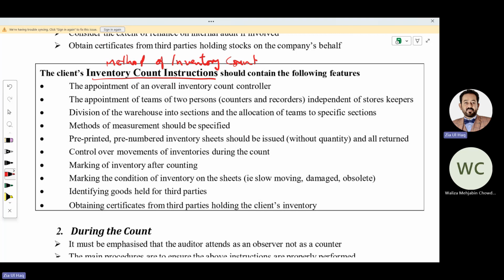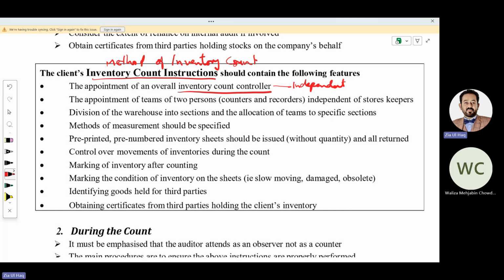For inventory count, there should be an inventory count controller. Meaning there should be a supervisor who will make sure the inventory count happens properly. That inventory count controller should be an independent person, meaning he should not be warehouse staff. He will control the counting team, make sure the count is conducted properly, and be responsible for the inventory count.